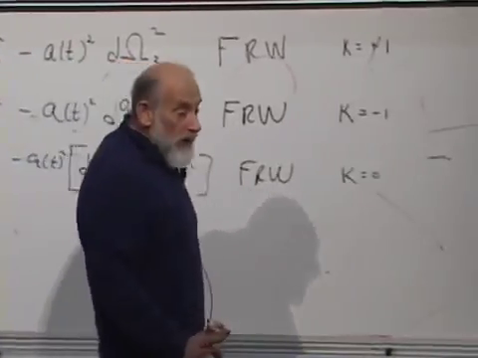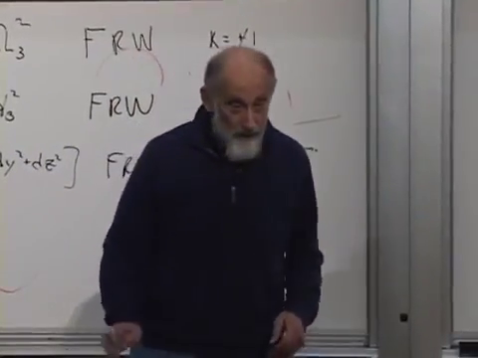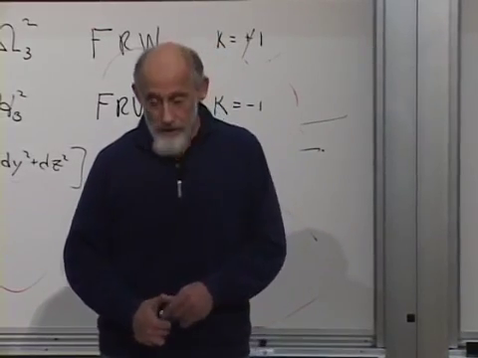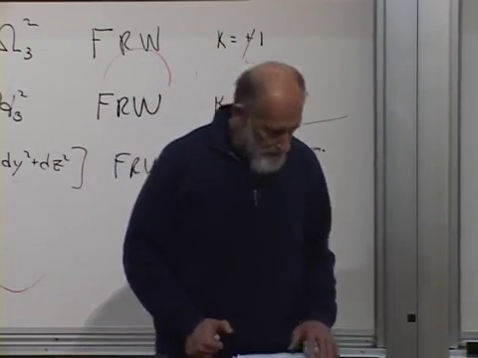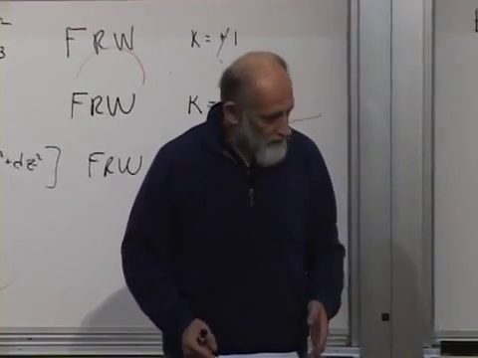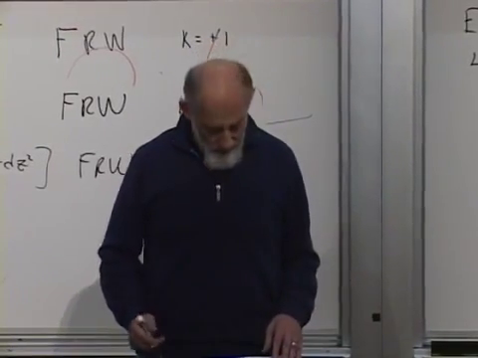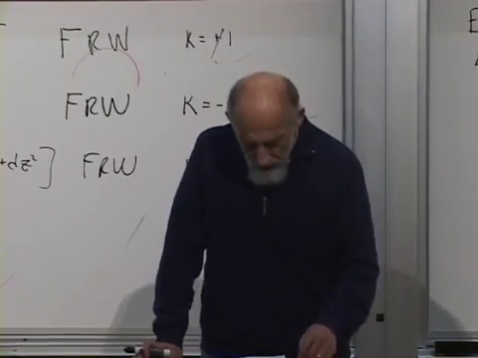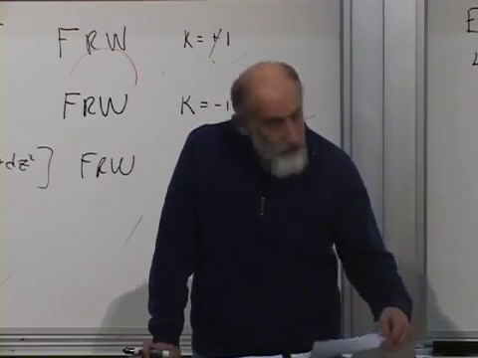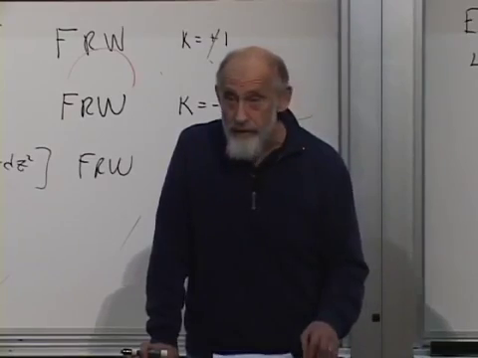Of course, these are not the only possible cosmologies you could think about. These are the three homogeneous cosmologies, and they are sort of the classic three cases. All right, are there any questions about the geometry of these things up till now?